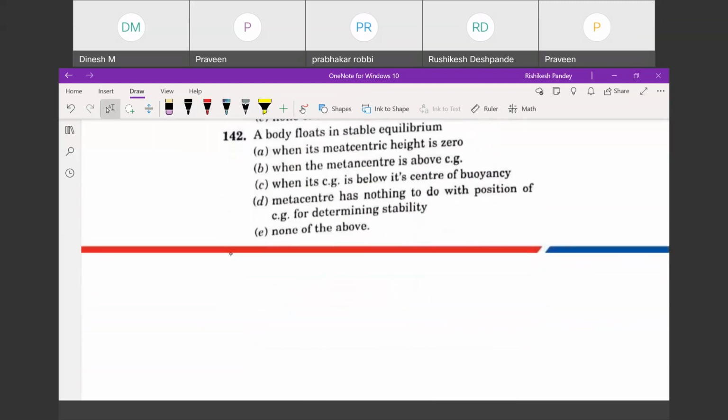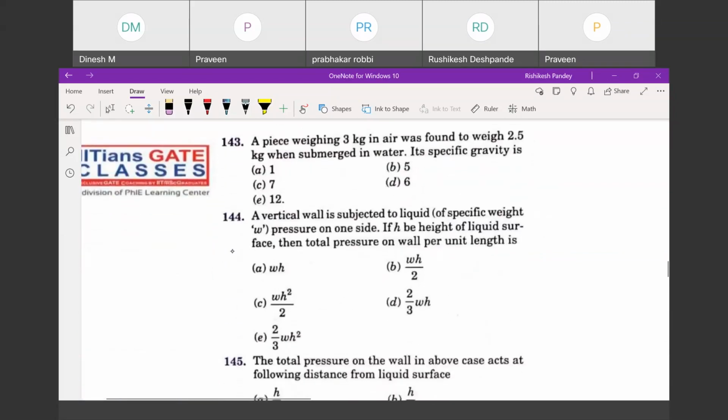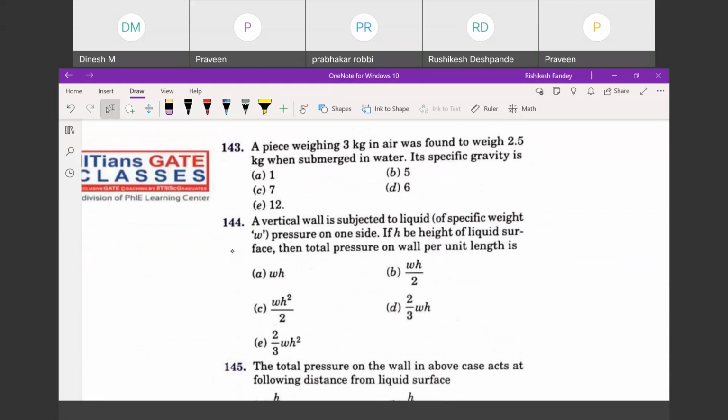142. Body floats in stable equilibrium. B, metacentric height is above G. 143.